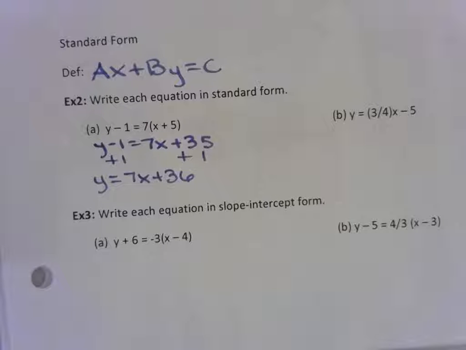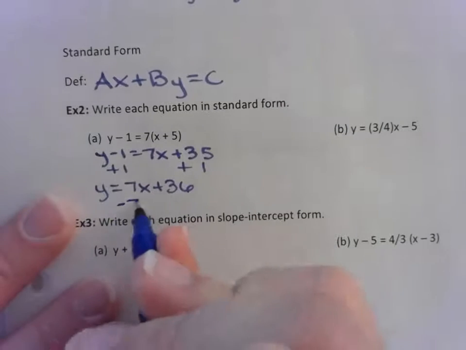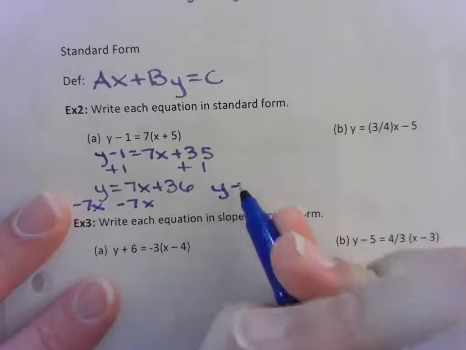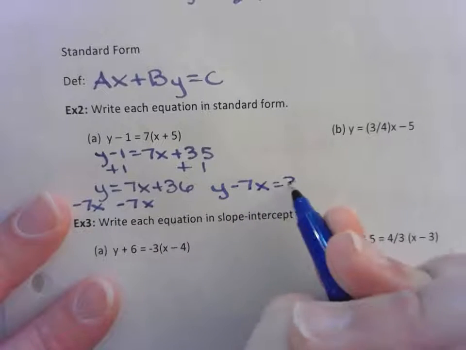Yeah, what's that form called? It's in slope-intercept form. I don't want it in slope-intercept form. I want it in standard form. What's my last step to get it in standard form? Subtract 7x. So I have y minus 7x equal to 36.